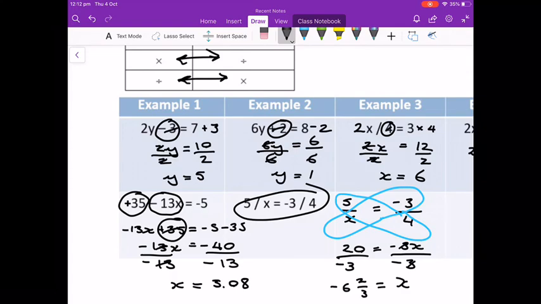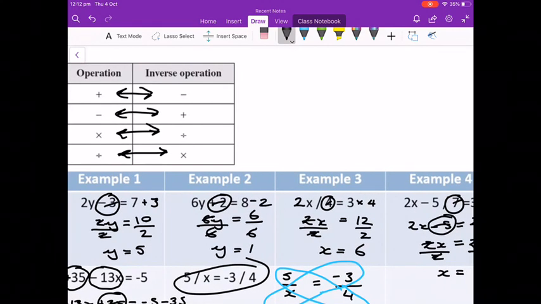So I'm going to go through now just really quickly and show you how to check it. I'm going to do that using the first example. So 2y take 3 equals 7, and we believe the answer is 5. So I'm going to substitute the y as a 5 and see if it works.